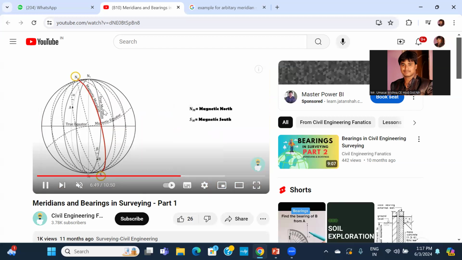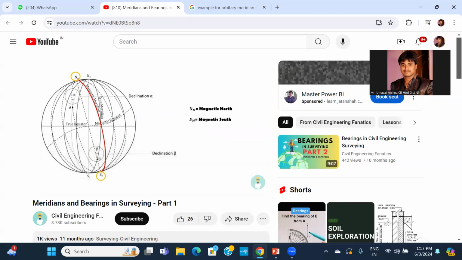Here this is the magnetic meridian and this is the true meridian. The angle between them, or the difference between the true meridian and the magnetic meridian, is known as the declination.